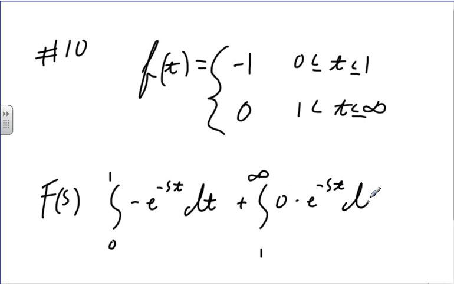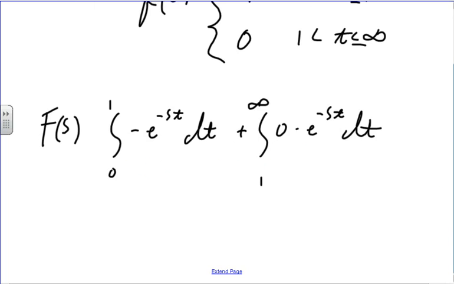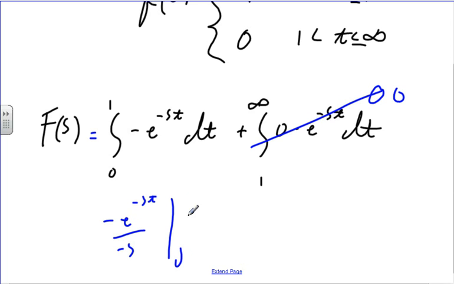Now everything should be that simple, right? This becomes 0 and half my problem goes away. That's okay, right? Minus e to the minus st divided by minus s, evaluated at 0 and 1. Okay, so those guys go away. I put a 1 in. E to the minus s over s minus 1 over s. Is that okay? All right, number 10. Looking at number 14.